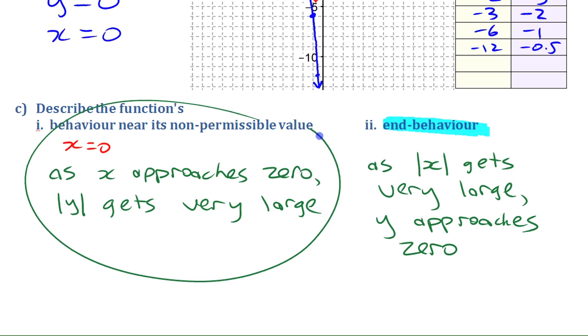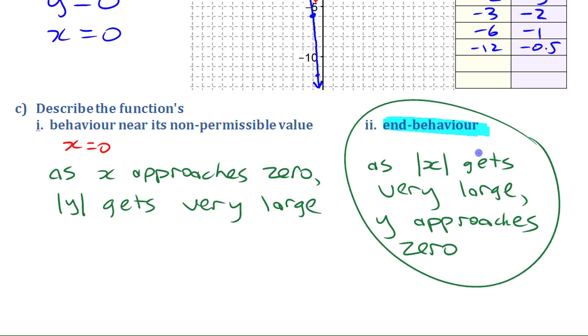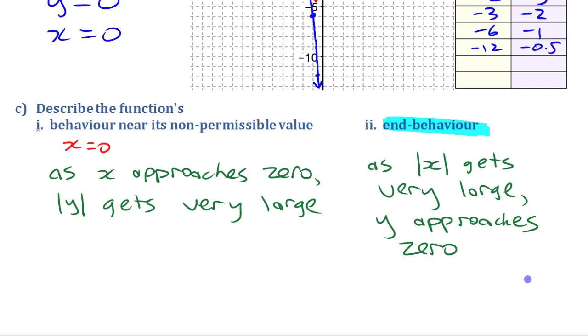This has to do with that vertical asymptote, the behavior near the non-permissible value. And this has to do with the horizontal asymptote. What happens as you go out to the right and the left? In other words, the end behavior.